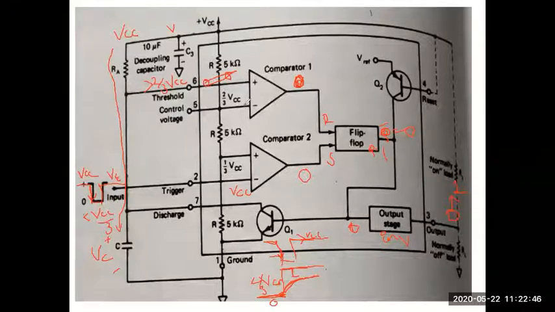In this upper comparator, the positive terminal is at a higher voltage than the negative terminal. So output of the upper comparator will change to 1. Correct? So the positive terminal voltage will go above 2 by 3 VCC, whereas the inverting terminal was fixed at 2 by 3. So now the R pin.